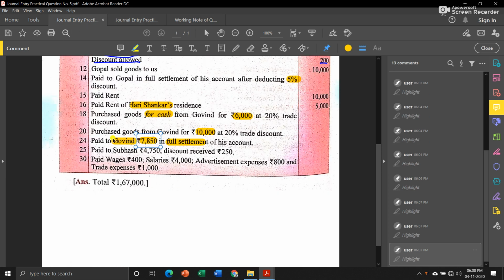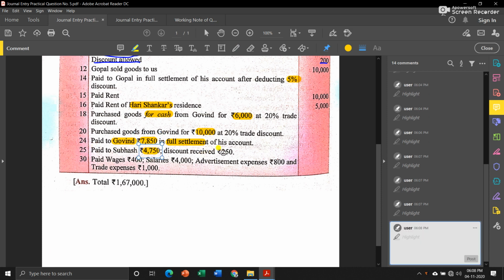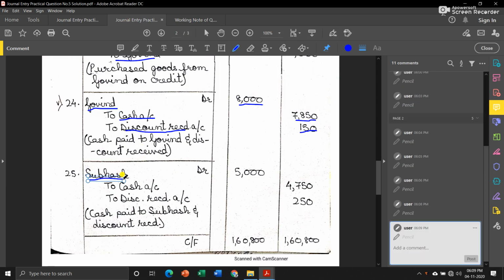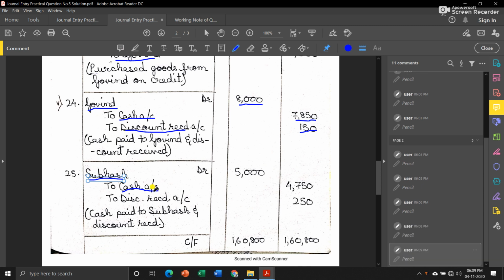Okay, in this manner you have to find out the total amount. Then the next transaction is paid to Subhash 4,750, and we received discount of 250. Now in this transaction they have clearly mentioned how much cash we paid to Subhash and how much discount we have received. So the journal entry will be easy. Subhash is the one who is receiving, so we paid him, cash is going out from the business, so it will be credited. Then we have received discount as per the question, so discount received account will be credited.